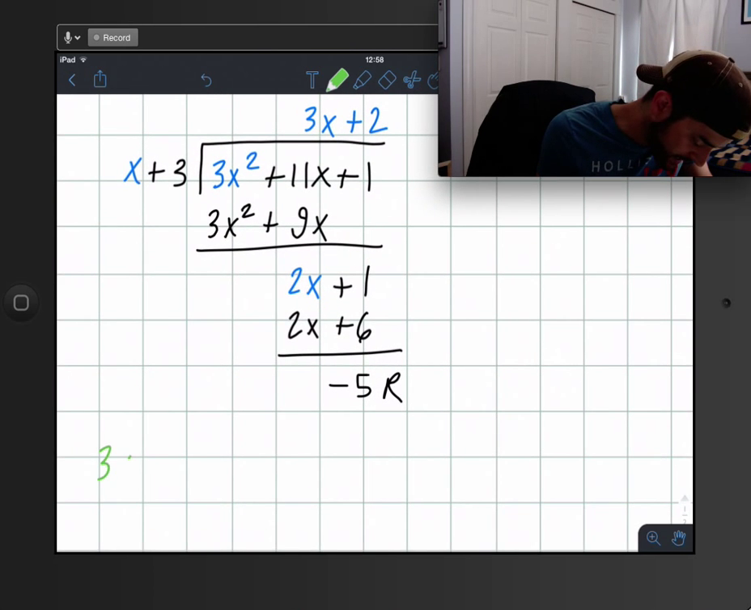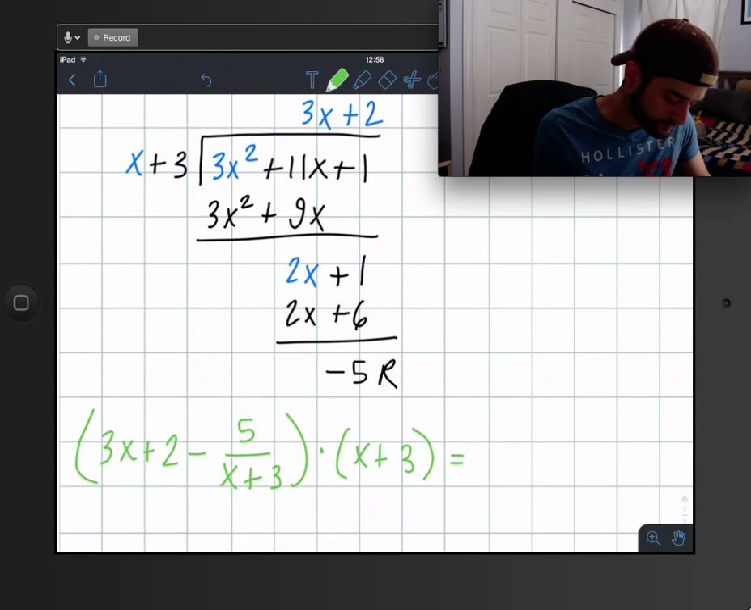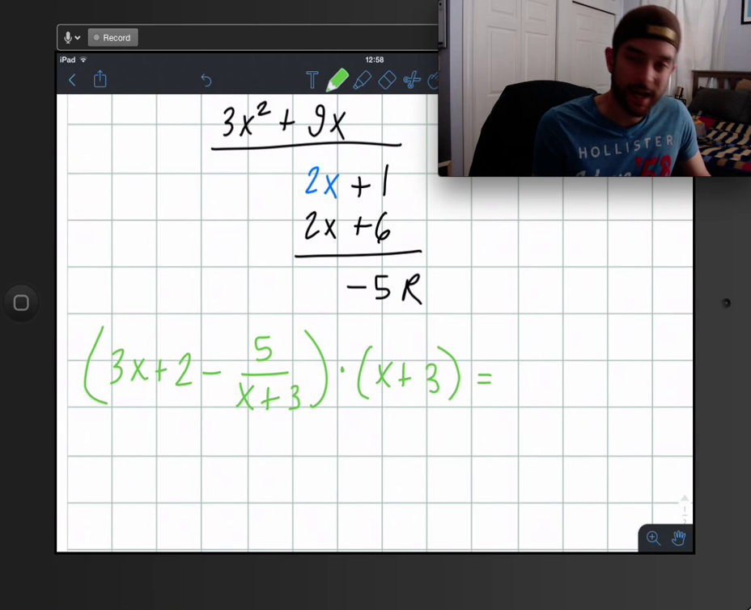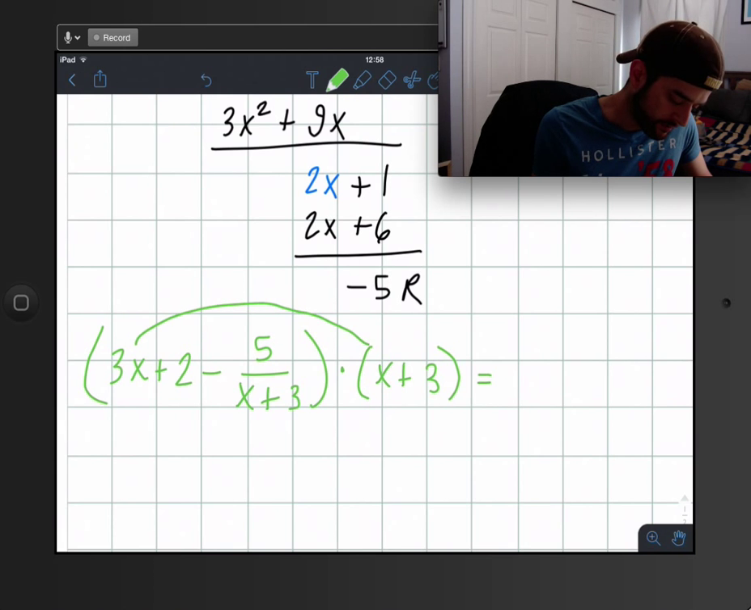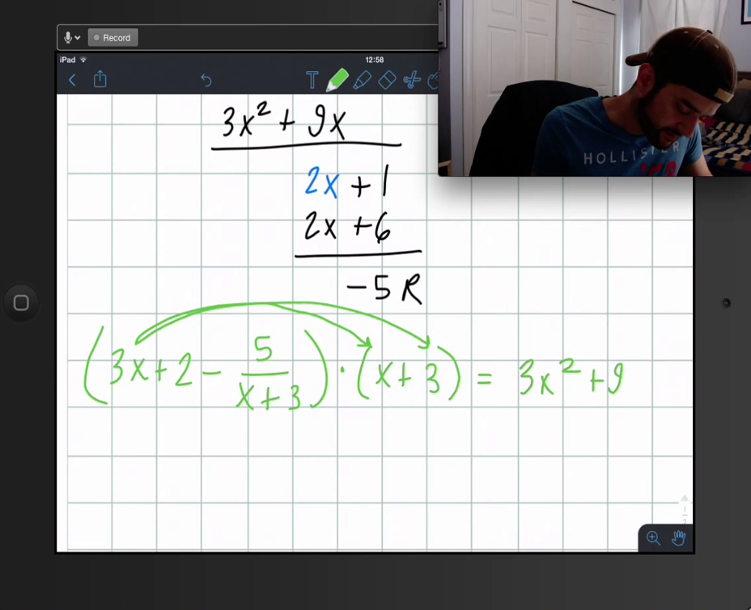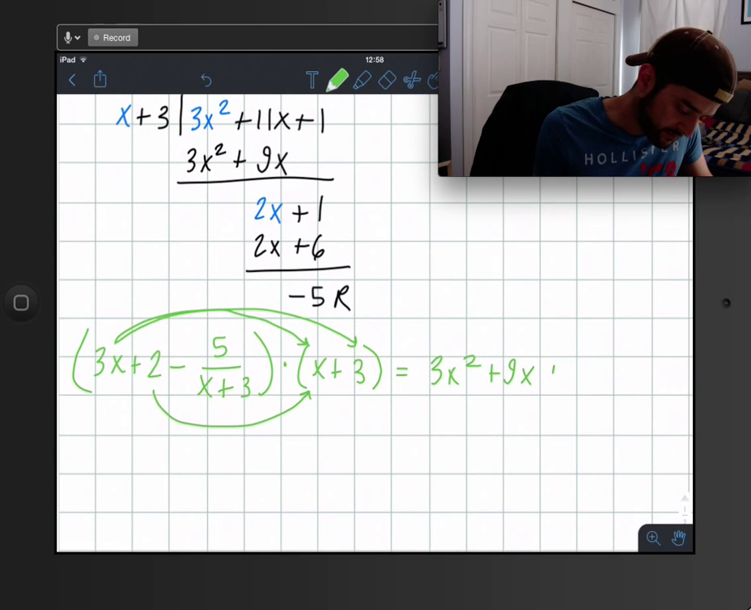So I'm going to take 3x plus 2 minus 5 over x plus 3 multiplied by x plus 3. And we'll see what I get. x plus 3 times 3x, so 3x times x is 3x squared. 3x times 3 is 9x. Then 2 times x is 2x. 2 times 3 is 6.